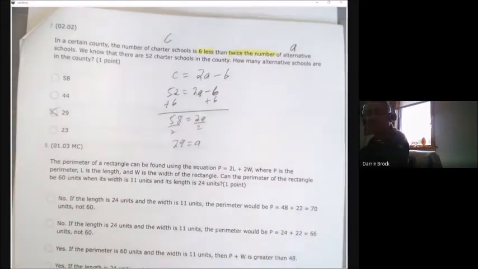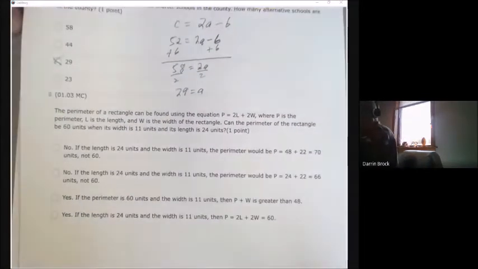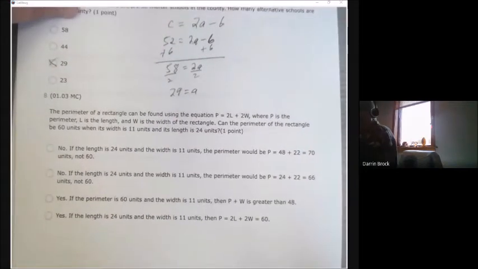Now, if anyone has questions as we're going through this, please turn off your mute and speak into your microphone so I can answer any questions.